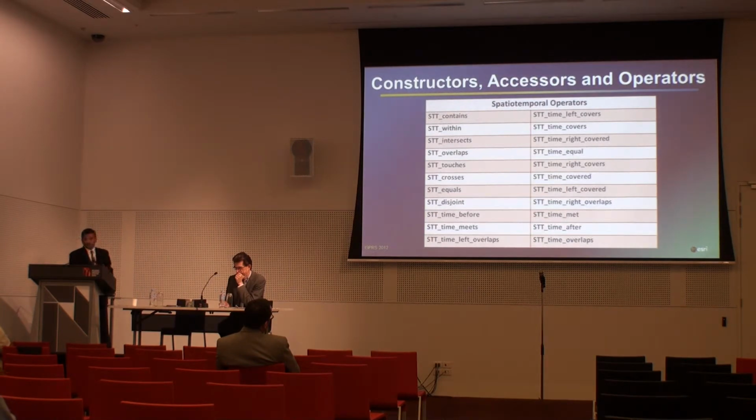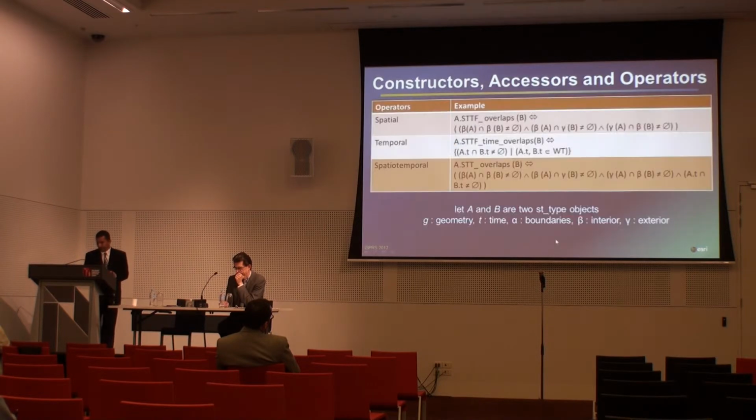This is a list of the spatiotemporal operators. Some of them I just mentioned in a previous slide, so contains and before, ST overlap. We can formalize these operators based on set theory. Let's say that A and B are the two spatiotemporal objects, G is the geometry, and T is the time.